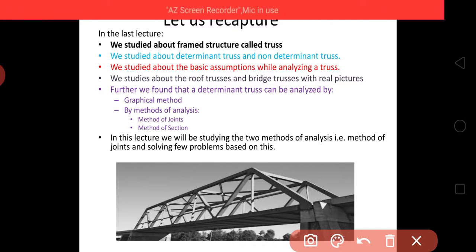Here in this picture, you are seeing a railway bridge which is composed of a number of truss members.